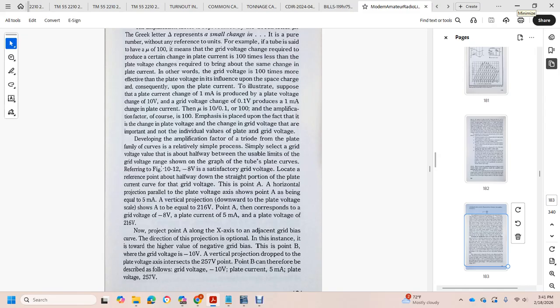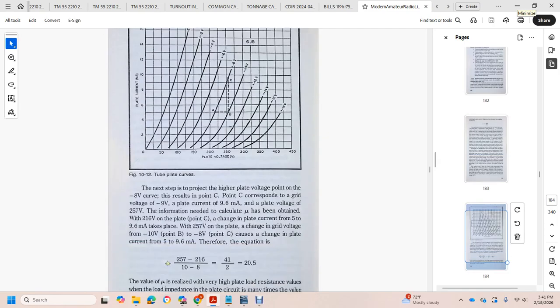The downward projection on the plate voltage scale shows that A is equal to 216 volts. Point A corresponds with a grid voltage of negative 8, a plate current of 5 milliamps, and a plate voltage of 216 volts. Now project A along the x-axis to a higher negative grid voltage, point B, at negative 10 volts, where the vertical projection intersects the 257 volt point. Point B therefore describes a grid voltage of negative 10 volts, plate current of 5 milliamps, and plate voltage of 257 volts.